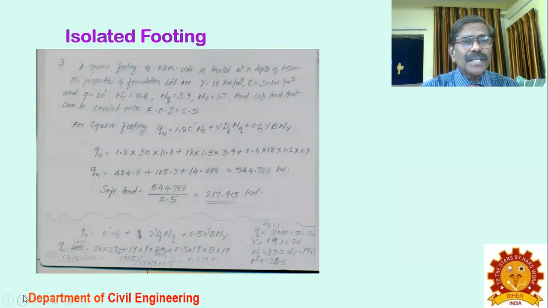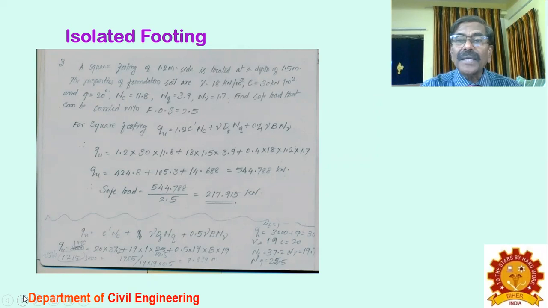For example, you take a square footing of 1.2 meter side located at a depth of 1.5 meter. The properties of the foundation soil are gamma 18, C 30 and phi equal to 20 degrees, NC 11.8, NQ equal to 3.9, N gamma equal to 1.7. Then find the safe load.